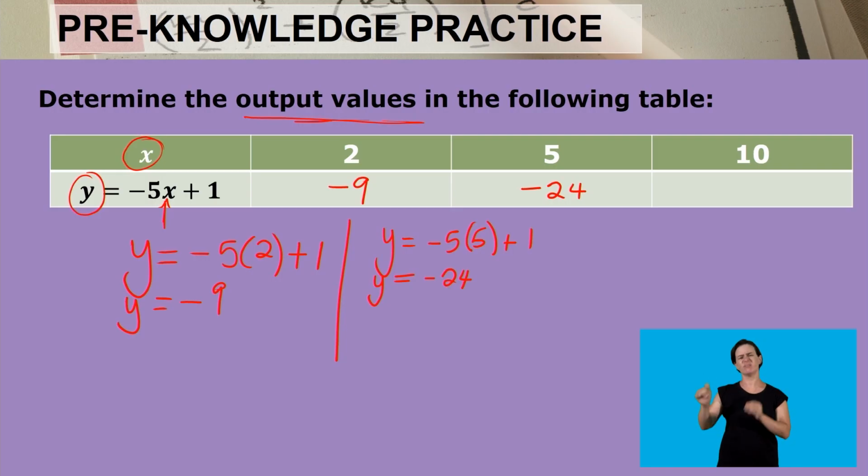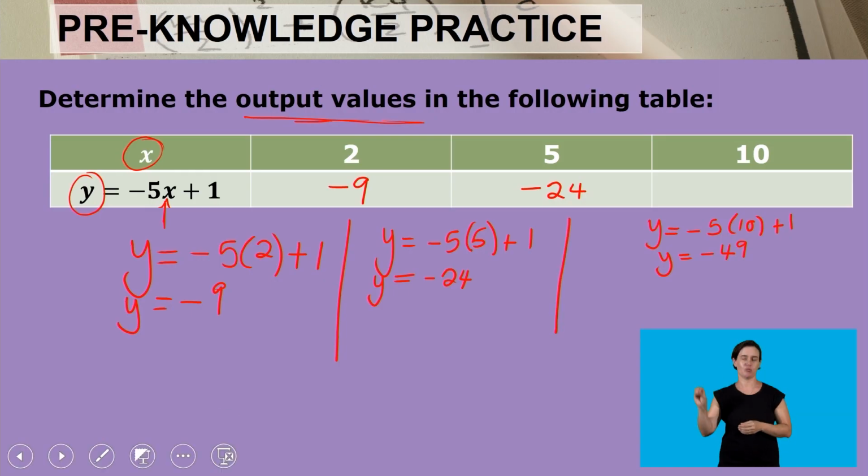What about the 10? We get the output value by multiplying the input value by negative 5 and adding 1. So we are going to multiply 10 by negative 5, which gives us negative 50. And when we add 1, that is negative 49. So there you have it. We have now determined our output values from this given table.